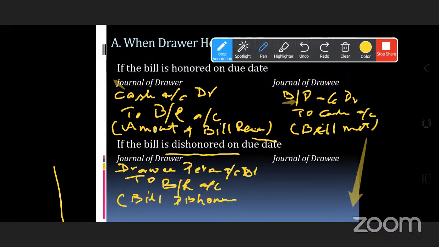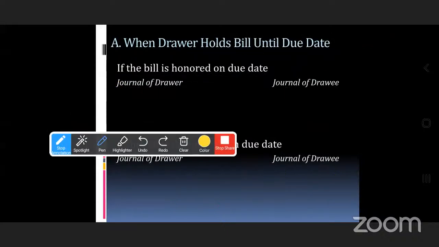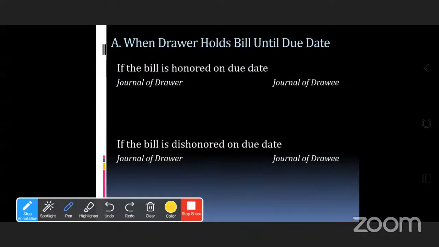Being the bill dishonored. Coming to the books of the drawee, here we will be writing this as bills payable account debtor to drawer's personal account. That is, being the bill dishonored. Okay. Now let us see another option.